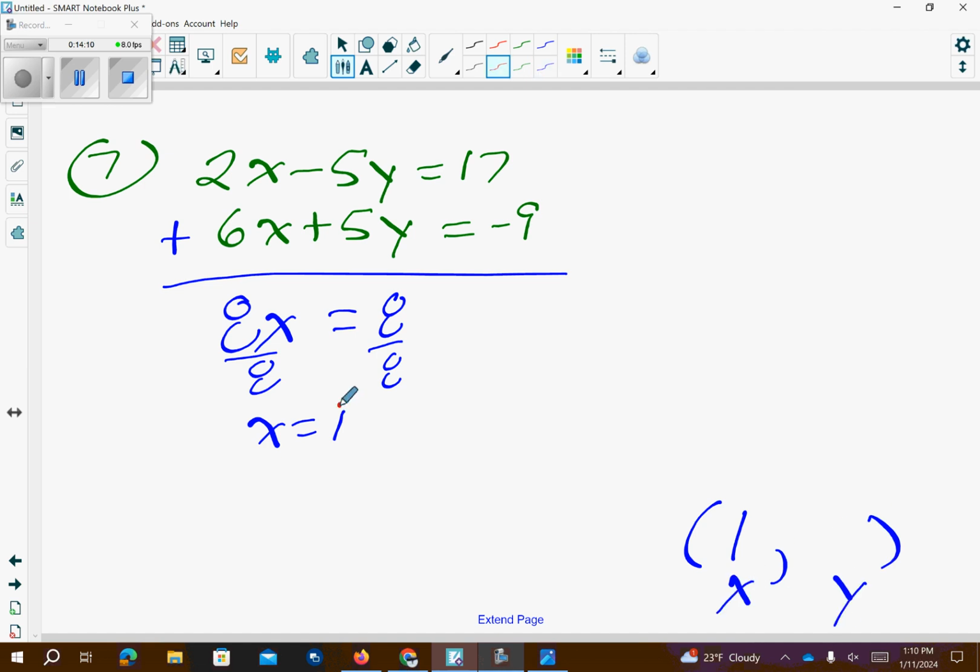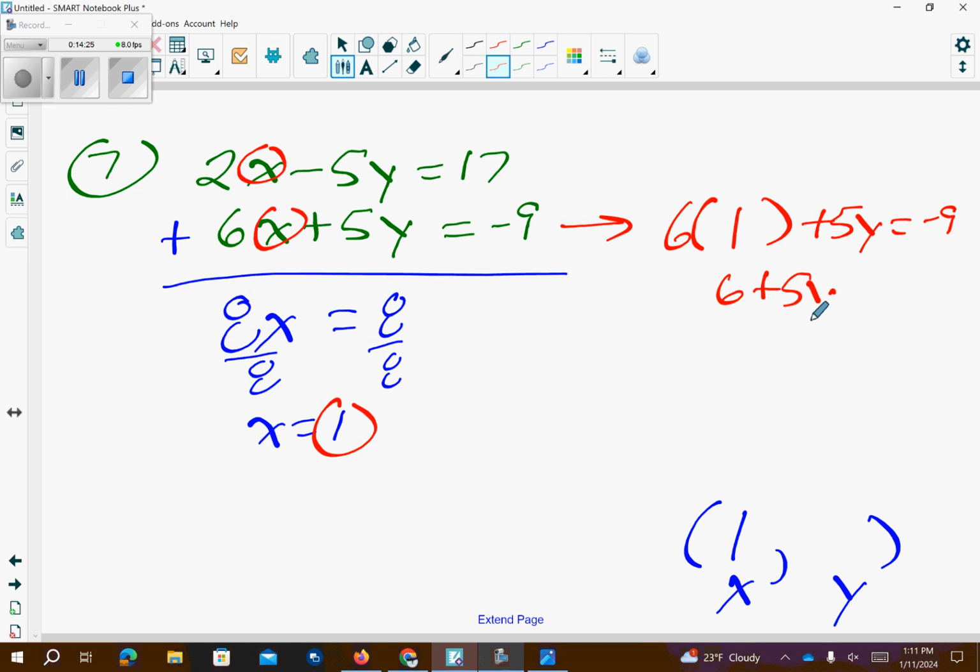I'm going to take this 1, and I'm going to plug it in either here or here. Maybe I'll pick the bottom one. So where the parentheses are is where x used to be, but I'm going to replace that with a 1. 6 times 1 is 6. Subtract 6, subtract 6. 5y equals negative 15. Divide each side by 5. And there's your answer.